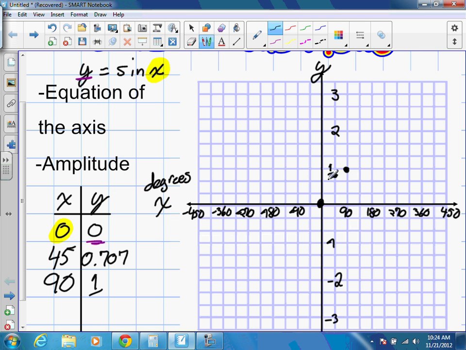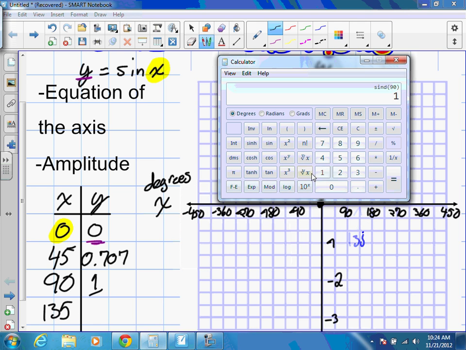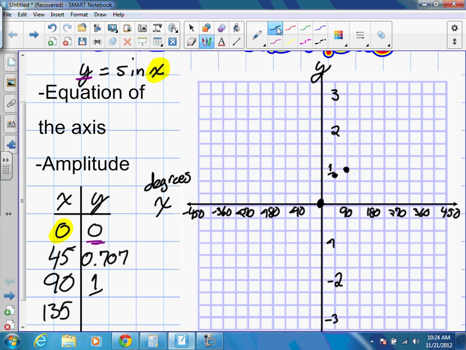Now, what I want you to start to notice is the pattern that's going to emerge from this. What would 45 degrees past 90 be, right in between here? Anyone know? 135. Good. So this would be 135. We're going to plug this value into our calculator. Sine 135 is 0.707. We've seen this before, right? Starting to look symmetrical.